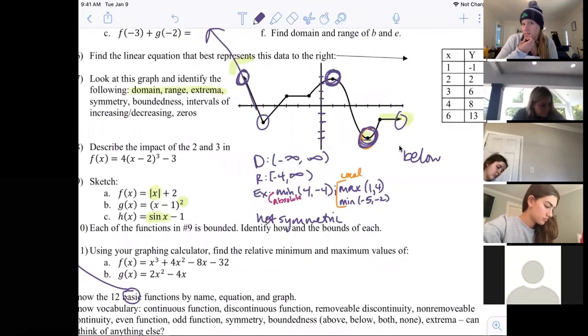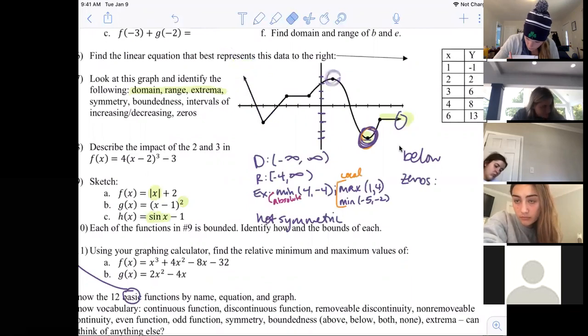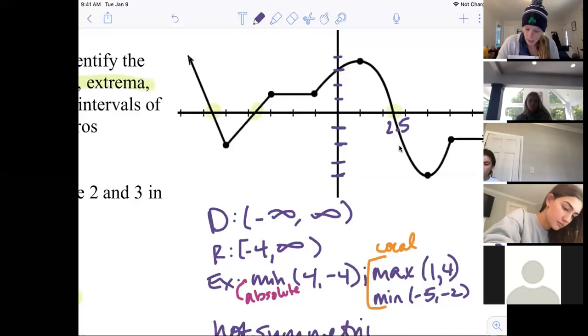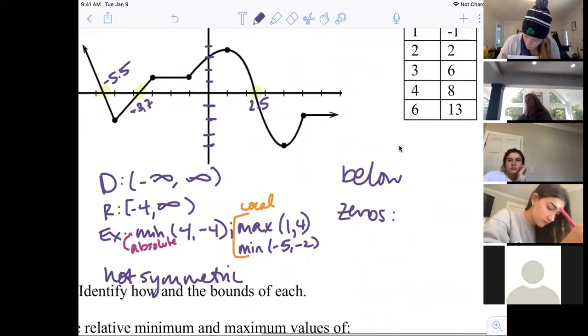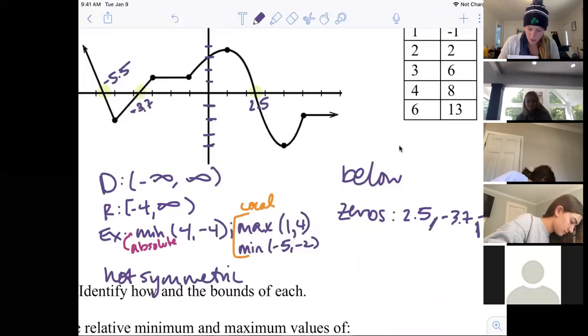Let's do zeros next because I think that's the easiest one. Where do we have zeros at? Basically anywhere we cross the axis, right? They're not on nice, easy points, are they? Well, that's unfortunate. This one looks like it's at like 2.5. And then this one, 1, 2, 3, maybe like negative 3.7. And then I'd say this one's at negative 5.5. I'll give you easy-to-read ones, like this is obviously at 5 or this is obviously at negative 2. So don't let that deter you.